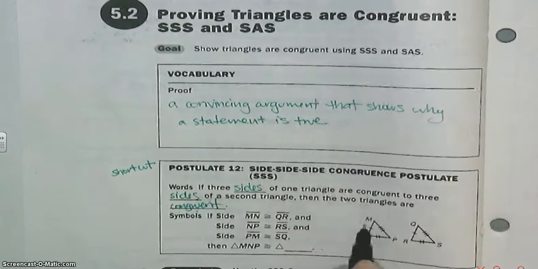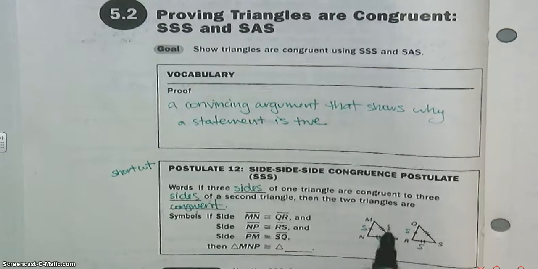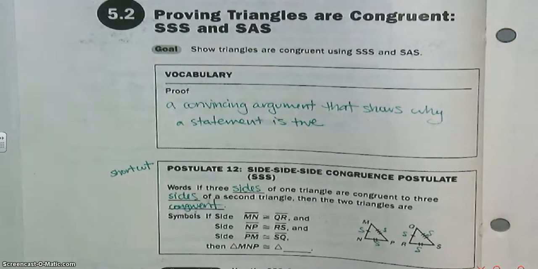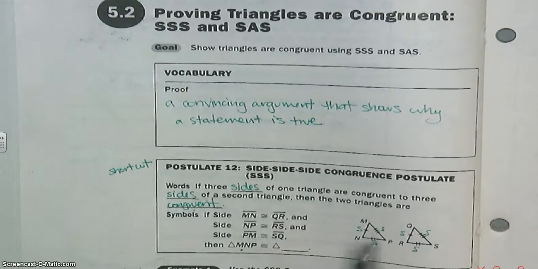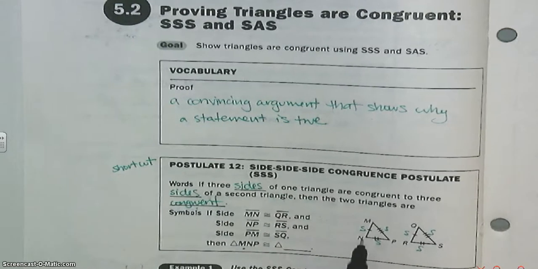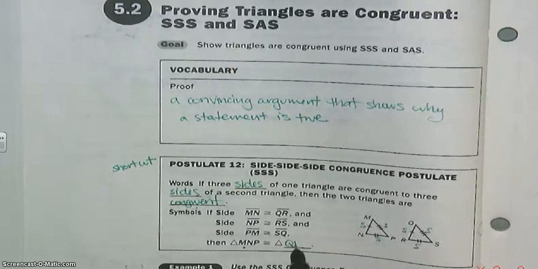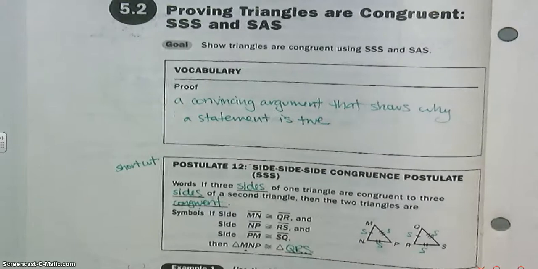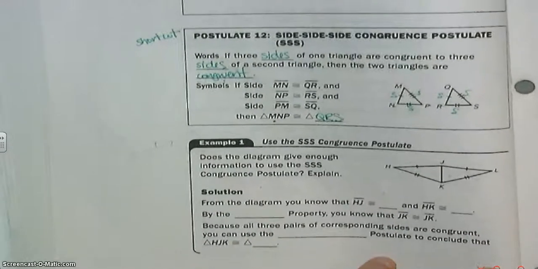So notice here's one side that's congruent, here's another side, and here's a third side. Since all three sides are equal, that makes these triangles congruent, and we're going to write a congruent statement. MNP is congruent to QRS. So SSS is our first shortcut to proving triangles are congruent.